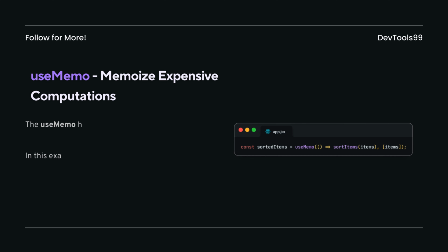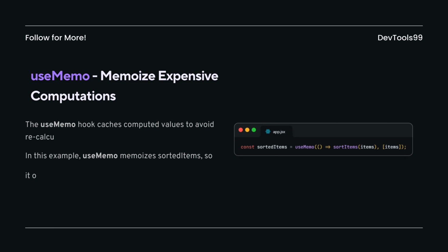6. useMemo, Memoize Expensive Computations. The useMemo hook in React is used to optimize performance by memoizing, caching, the result of expensive computations. When you have a calculation or function that takes a lot of resources, useMemo ensures that React only reruns the calculation when the dependencies change, rather than on every render. For example, if you have a list of items that needs to be sorted, using useMemo will only recalculate the sorted list when the items themselves change. This can help improve performance, especially for large datasets or complex calculations, by preventing unnecessary recalculations during re-renders.